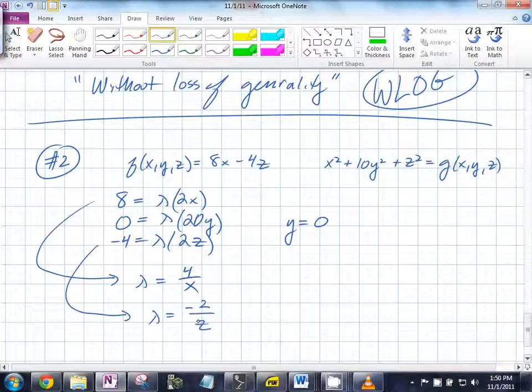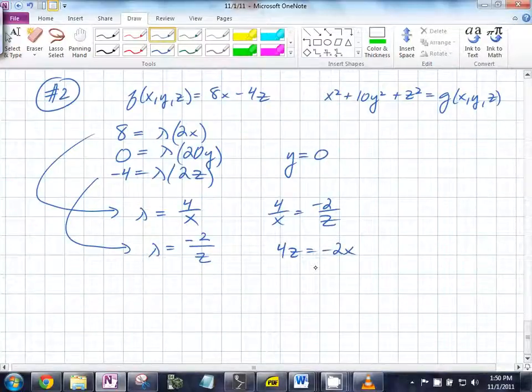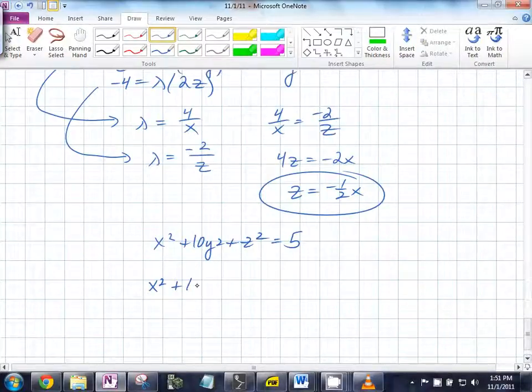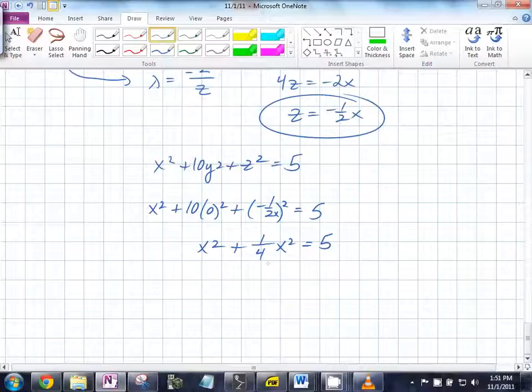Plug that into the g of x, y, z equation. Up here? Yeah. Like this? Except there should be a 5 or a negative 5. You know that x, yeah, you're plugging it into x squared plus 10y squared plus z squared is equal to what? 5. So you plug that in, you get x squared plus negative 1/2 x squared is equal to 5. So x squared plus 1 over 4 x squared is equal to 5. 5 over 4 x squared equals 5, which x turns out to be plus or minus 2. x squared is therefore equal to what? 4. So x is equal to plus or minus 2, right? So you end up with 2, 0.